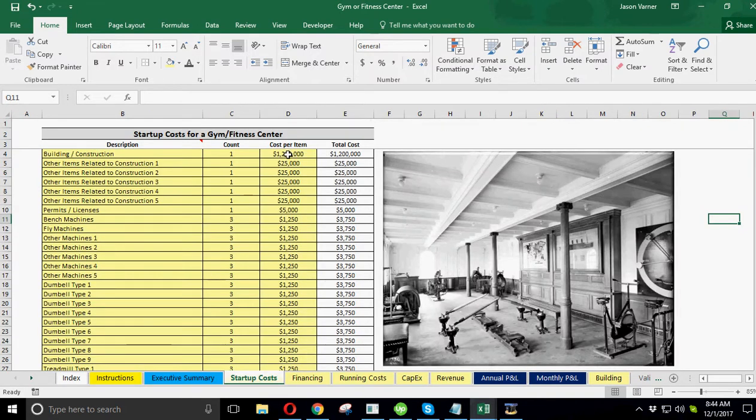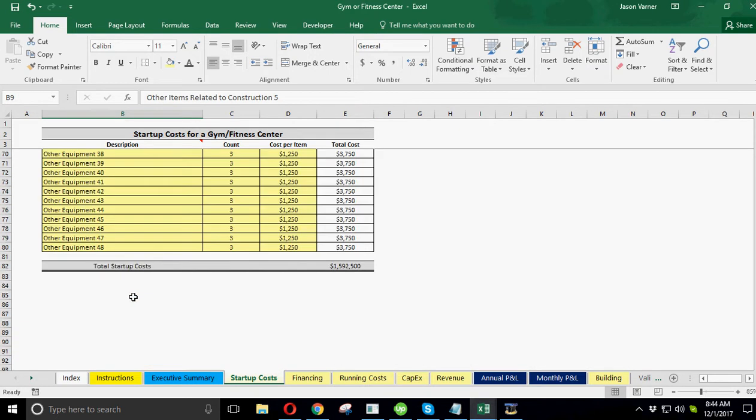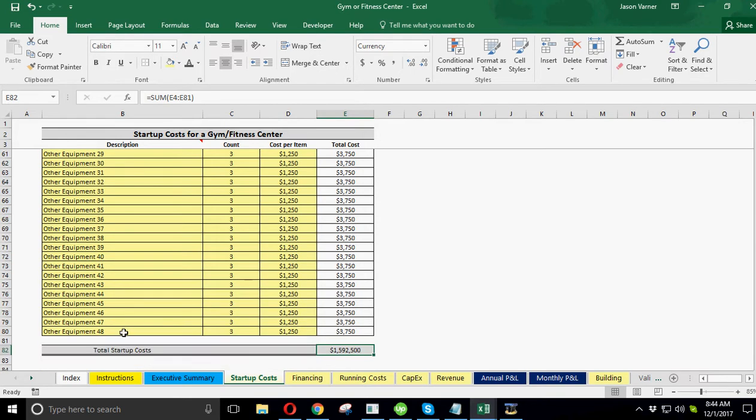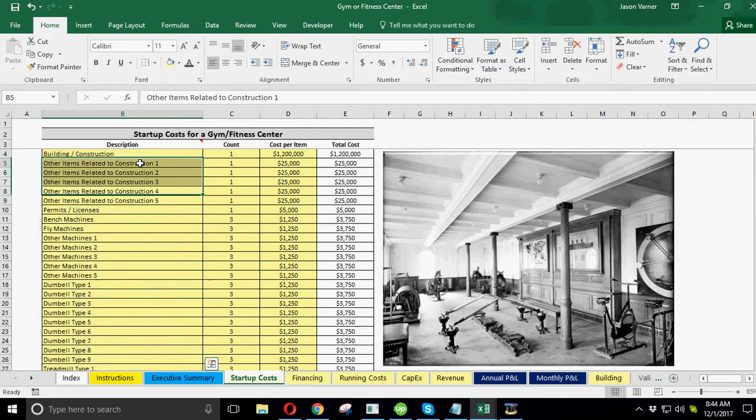Next we have startup costs. So this is saying, okay, am I going to have to do a building construction? That could be $1 million too. The numbers will vary. Obviously, you might not have any construction or buildings at all. You might be renting somewhere, which means this would be zero. Then I've just put in some costs here for construction, permits. Then we've got the actual gym equipment, bench machines, fly machines, so you could enter the count and the cost of each of those, and that all populates here. You can obviously change the names of any of these descriptions, no problem. And then it just totals up your costs down at the bottom. We've got a total of 77 possible fields to enter, so that's probably enough.